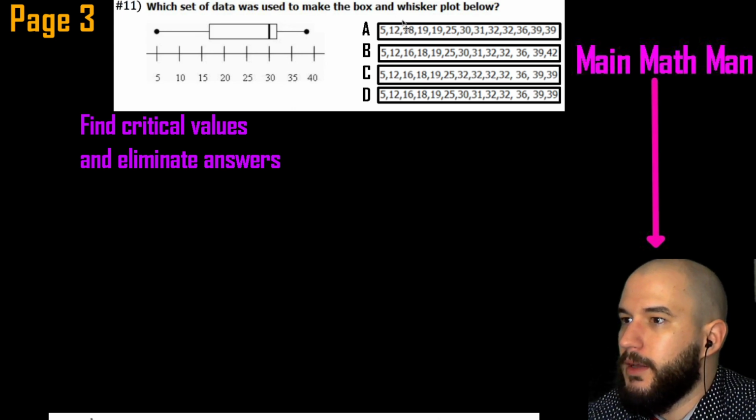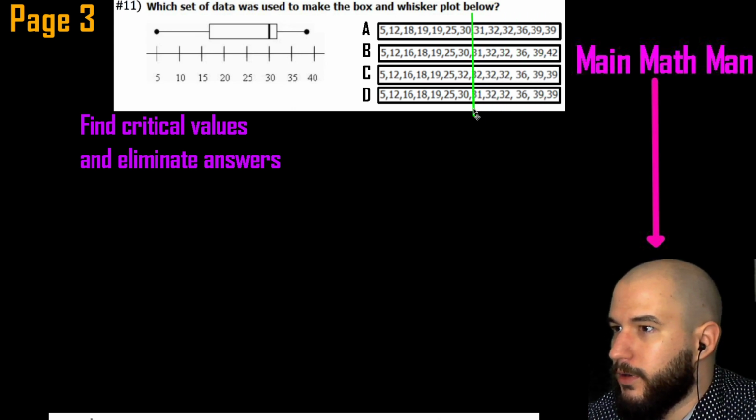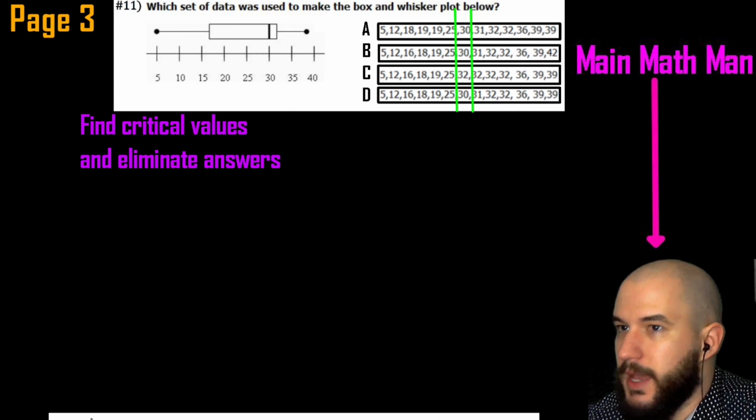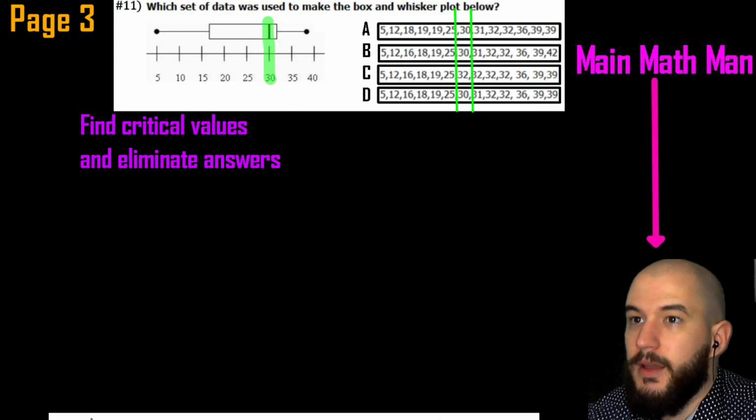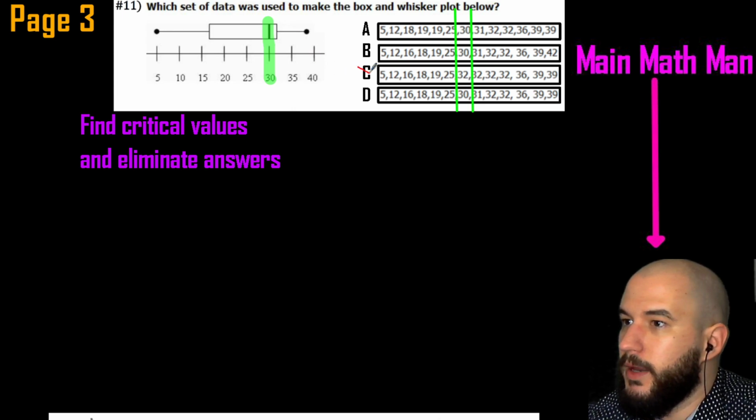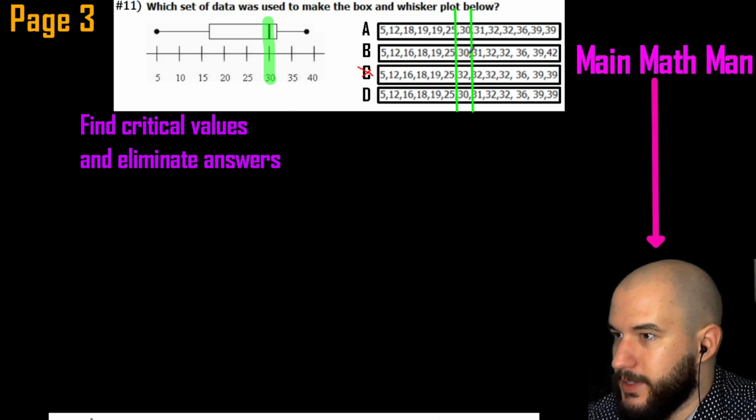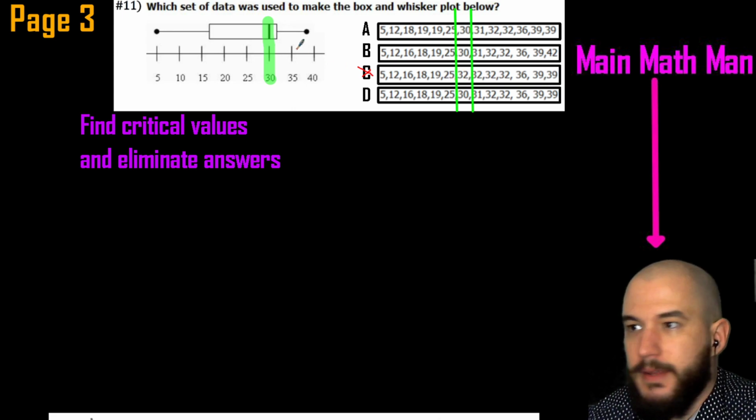So what can we do? Well, it's kind of already lined up for us. What I did was line it up and say, right in the middle should be our median. What is our median for this? You can see that should be 30. So for this box plot, it should be 30. And so right away, I'm already eliminating one answer, because you can see 32 is that median, which does not match up. So we can eliminate that one.